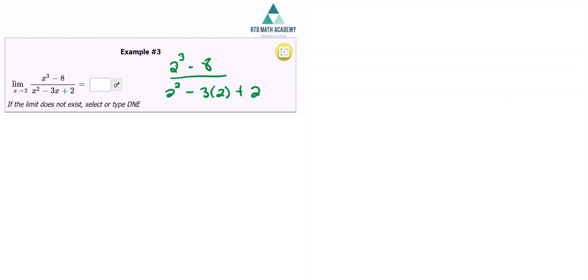So our top here, that would be 8 minus 8, right? So that's 0 over, I'm guessing this one's going to be 0, but let's see. So this is 4 minus 6 plus 2. Yep, that's 0. So we get an indeterminate state again, that 0 over 0 scenario.